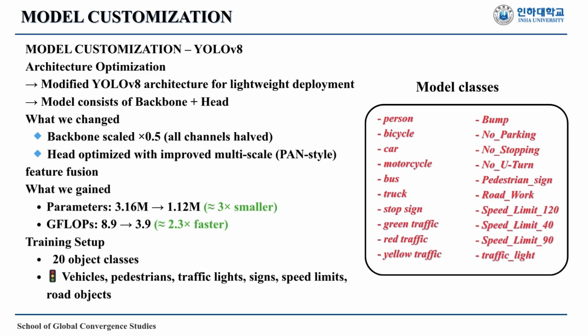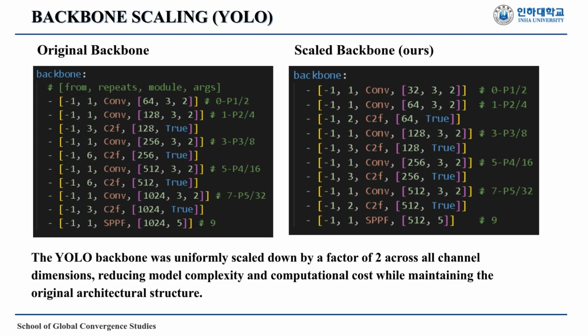We decided to customize our YOLO V8 model for lightweight deployment by changing the backbone and the head of our architecture. In the end, we reduced the number of parameters from 3 million to 1 million, which is 3 times smaller. For floating point operations, we went from about 9 million to 4 million, which is about 2 times faster. For the training setup, we had 20 object classes like pedestrians, different types of vehicles, traffic lights, traffic signs, and different speed limits.